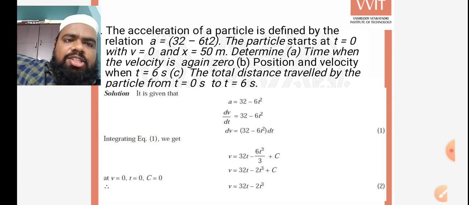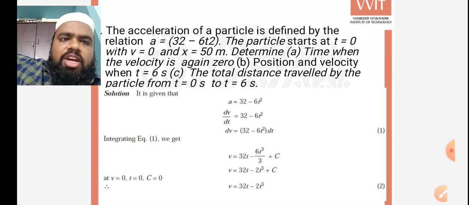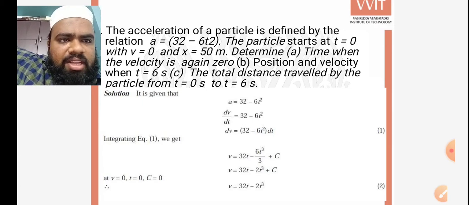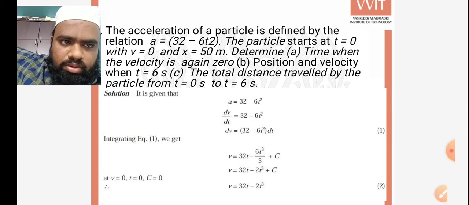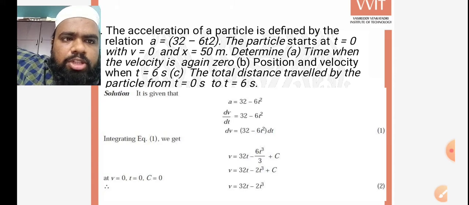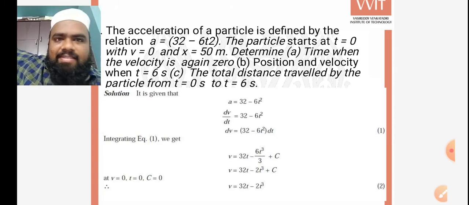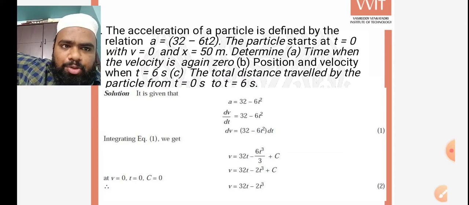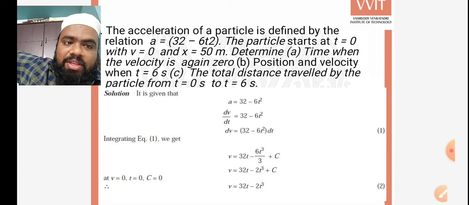It is given that a = 32 - 6t², right? Now we know that a is nothing but dv/dt. So dv/dt = 32 - 6t². Now dv = (32 - 6t²) dt. Okay, so now integrating equation 1, we will get v = 32t - 6t³/3 + c.